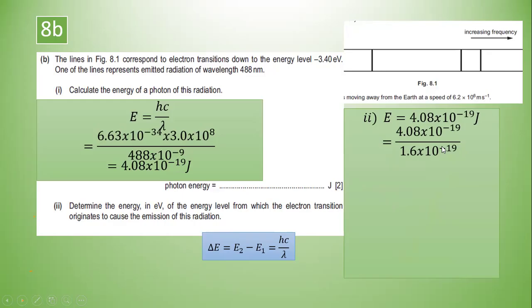Change it to electron volt. That one you have to memorize. 1 electron volt equals 1.6 times 10 to the power minus 19 joule. And then calculate out. So energy level is minus 3.40 plus this one. You want to find E2, so take this one over, becomes plus.